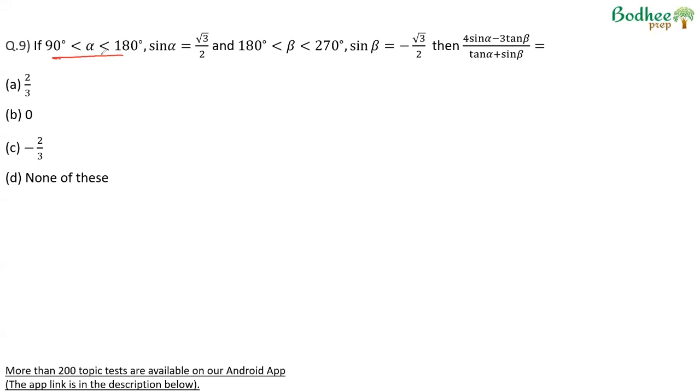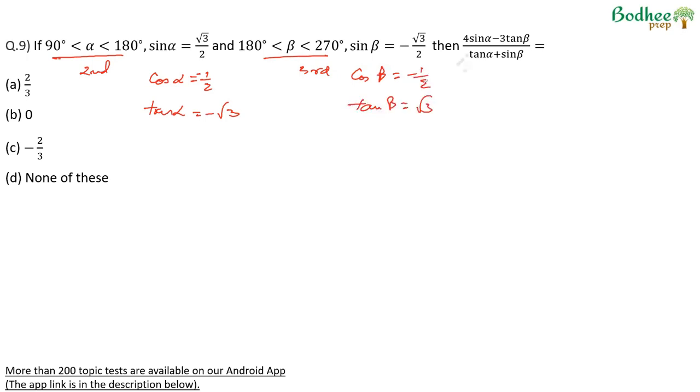Alpha lies between 90 and 180, second quadrant. Sine alpha is root 3 by 2. Cos alpha, therefore, will be 1 by 2, negative because second quadrant, since sine square alpha plus cos square alpha is 1. Tan alpha will be sine alpha upon cos alpha, which is minus root 3. Beta is between 180 and 270, third quadrant. Sine is negative, cos will also be negative, and tan here will be positive.